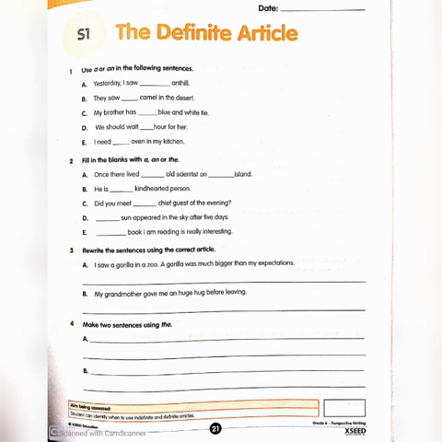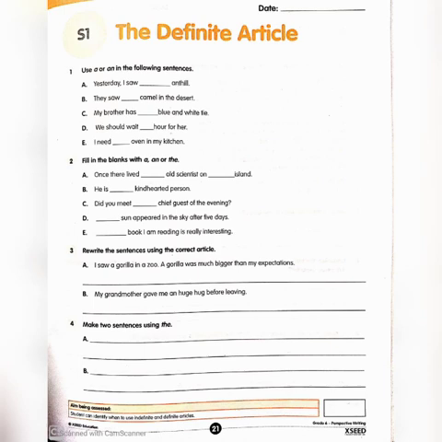Now question 2: fill in the blanks with a, an, or the. Once there lived an old scientist on an island. So the vowel sound is here, in 'old' and 'island', so we will use 'an' here. He is a kind-hearted person. K is a consonant sound. Did you meet the chief guest of the evening? Chief guest is a particular person, a particular guest, so we are using 'the' here.